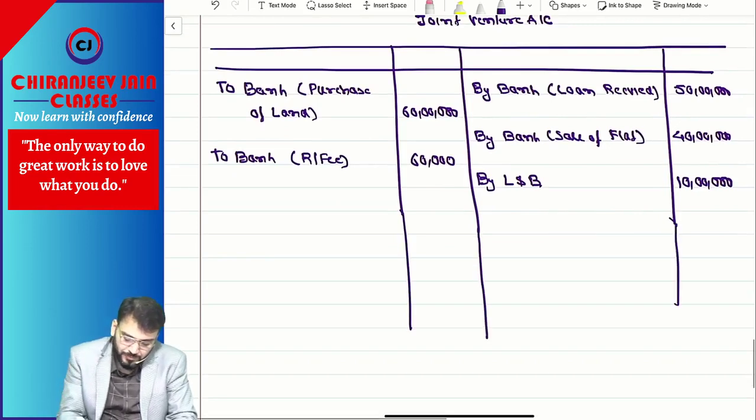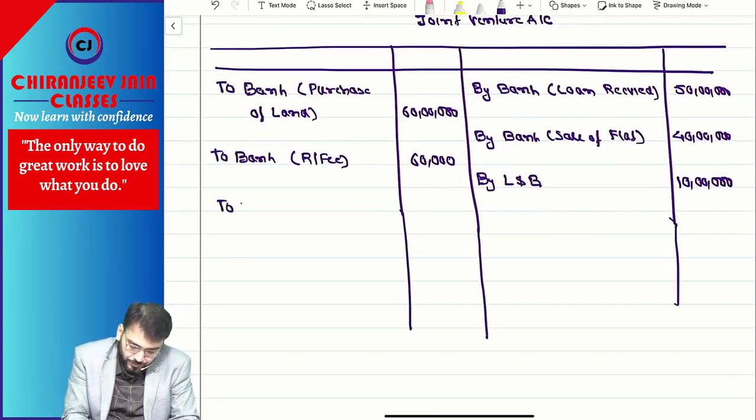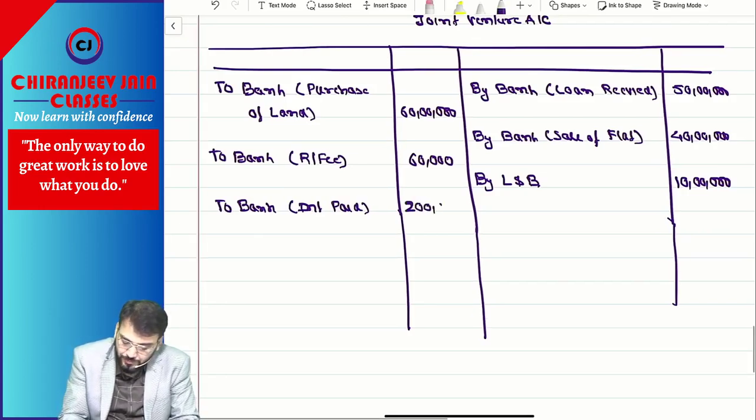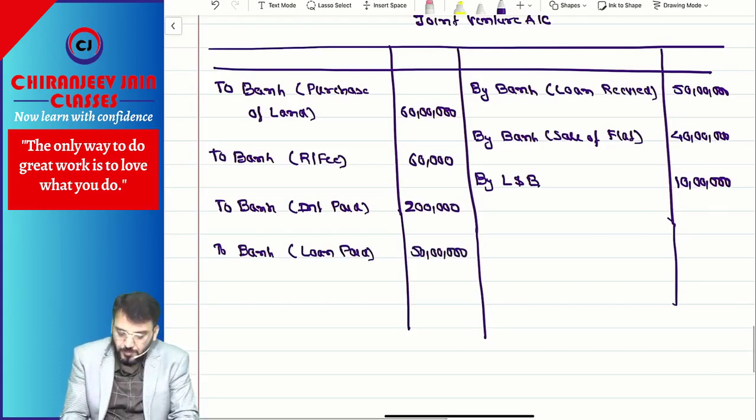Understood this point? Then interest how much? Bank interest paid, 60. It is 2 lakh. Then loan also paid, na? So to bank, loan paid, 50 lakh.